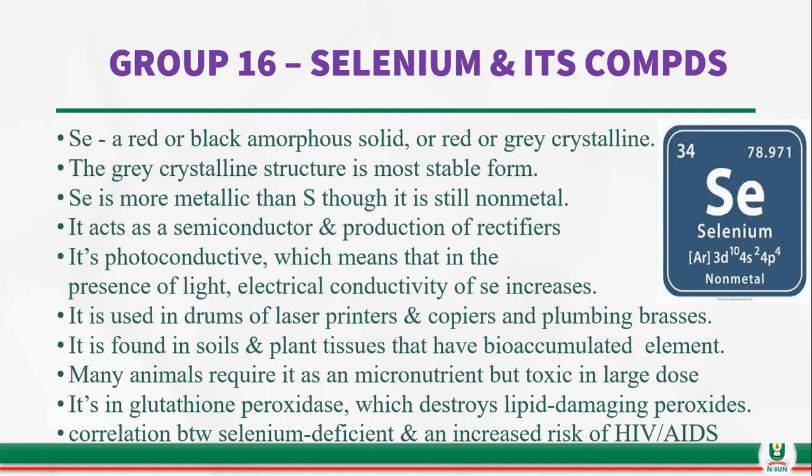A micronutrient is something that, if it appears in trace quantity, can benefit the human system. That's why we call them micronutrients or trace elements. But when they appear in a large dose, they become a problem for man. So it's in glutathione peroxidase, which has good anti-aging properties because it has the tendency to destroy lipid-damaging peroxide.